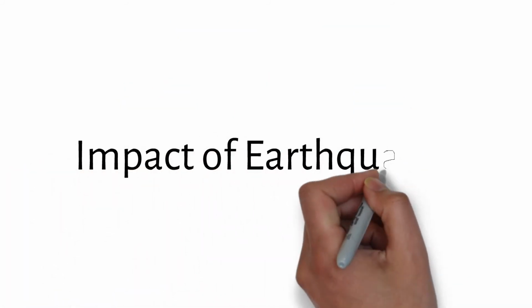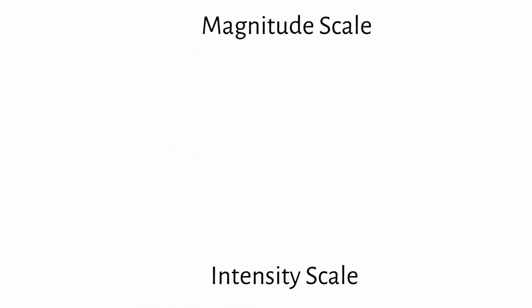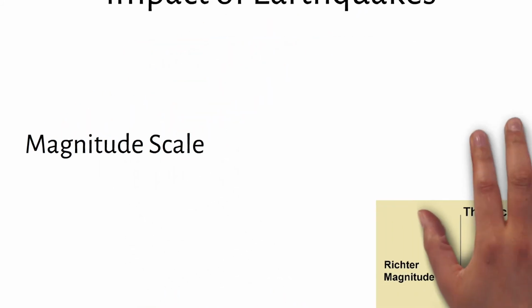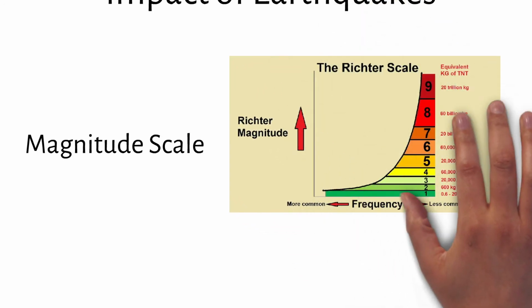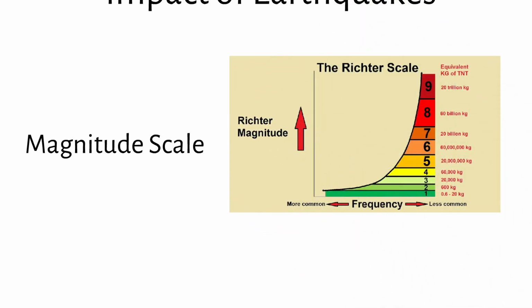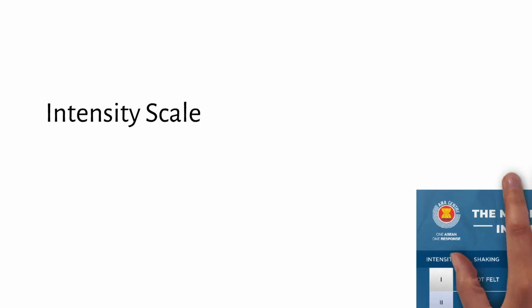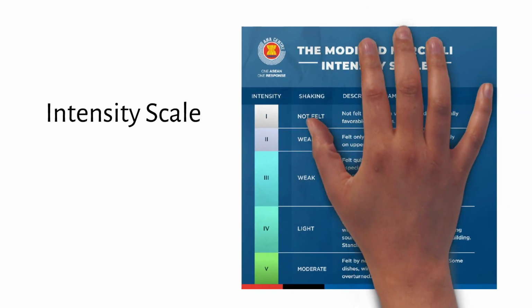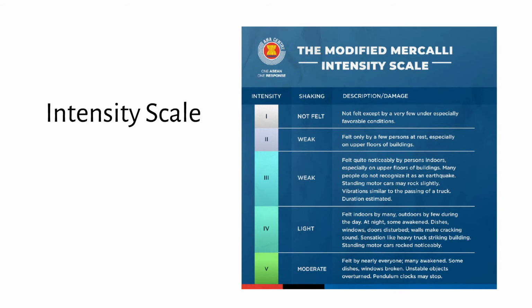How do we measure the impact of earthquakes? There are two types of scales based on their magnitude and intensity. The magnitude scale measures the energy released. It's called Richter scale and it ranges from 0 to 10. The intensity scale measures visible damage. The scale is called Mercalli scale.